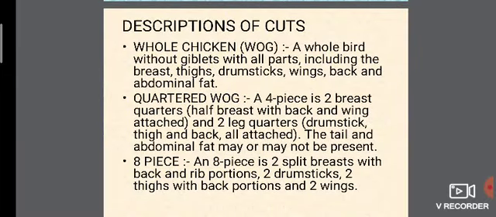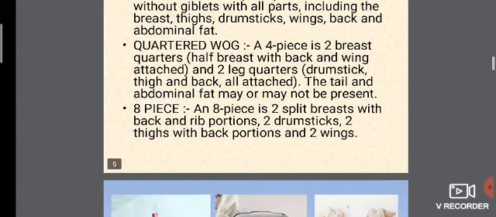Description of cuts. There are three types of cut. First, whole chicken: a whole bird without giblets, with all parts including the breast, thighs, drumsticks, wings, back and abdominal fat. Then quartered, a four piece with two breast quarters, half breast with back and wing attached, and two leg quarters, drumstick, thigh and back, all attached. The tail and abdominal fat may be present or absent. Third, 8 piece: two split breasts with back and rib portions, two drumsticks, two thighs with back portions, and two wings.